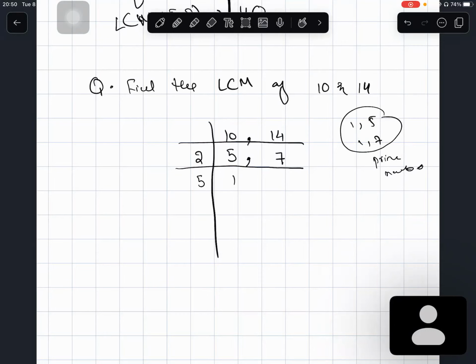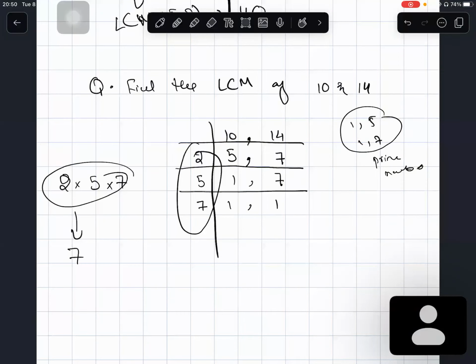We'll write 5 times 1 equals 5, comma, 7 will get down as it is because 7 is not divisible by 5. Then we'll take 7, 1, comma, 1. Now the LCM for this would be 2 times 5 times 7, which is 70. 2 times 5 is 10. 10 times 7 is 70. Is this clear? Yes. Okay.